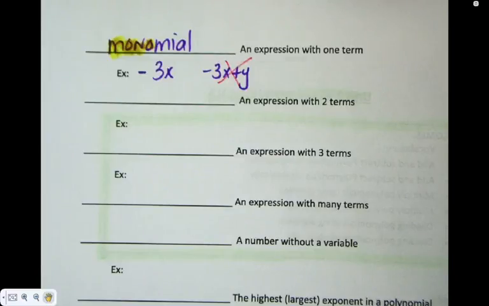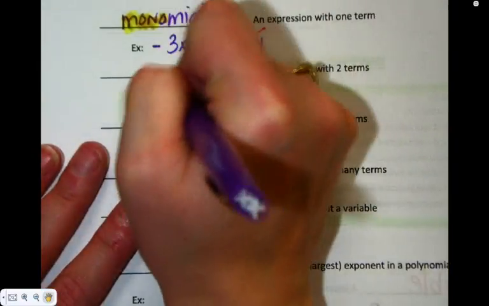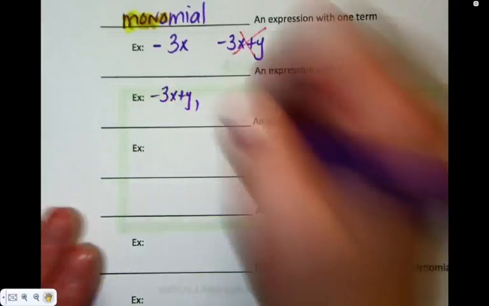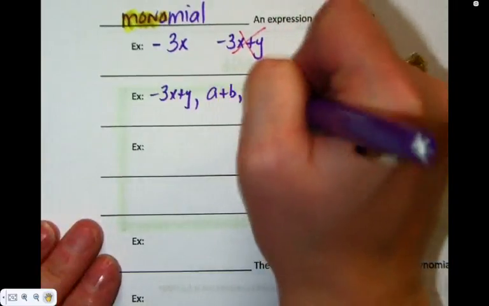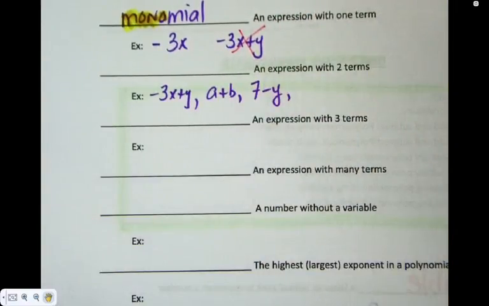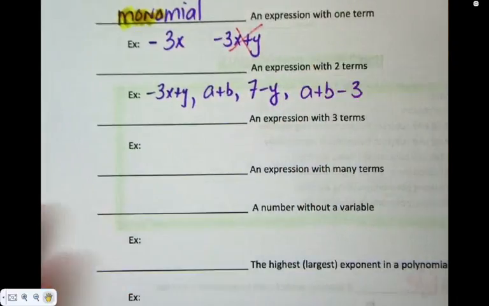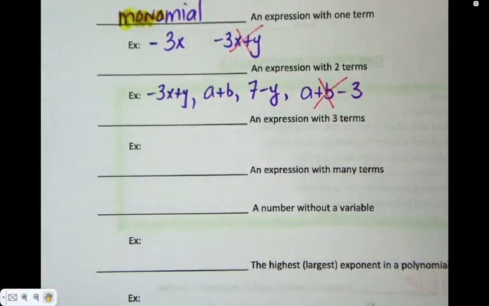Are some people not good vision in one eye? An expression with two terms would be our negative 3x plus y. It could be a plus b. It could be 7 minus y. It could not be a plus b minus 3. So I'm going to cross that one out.